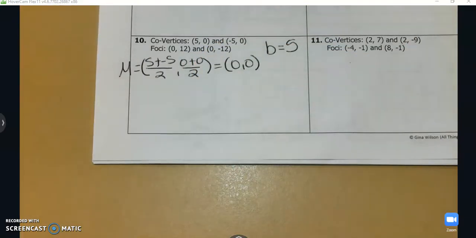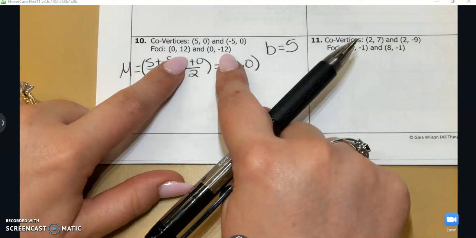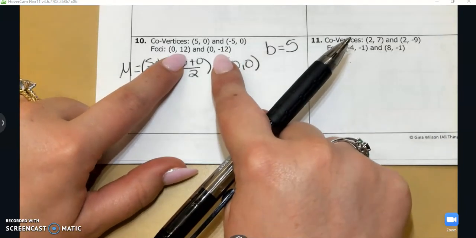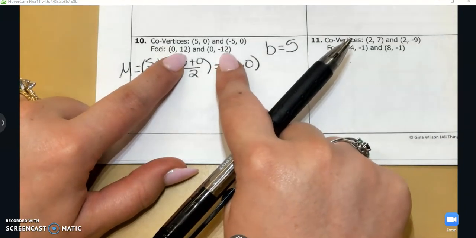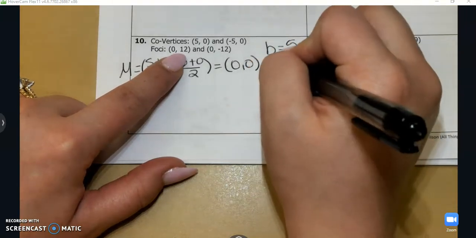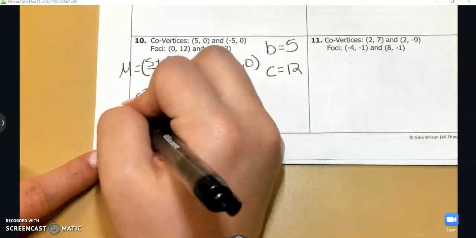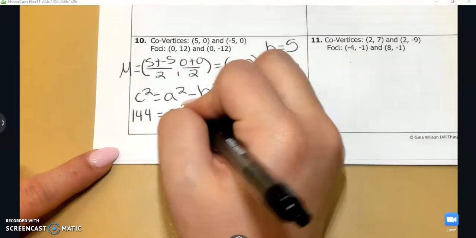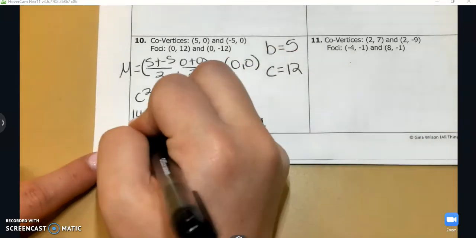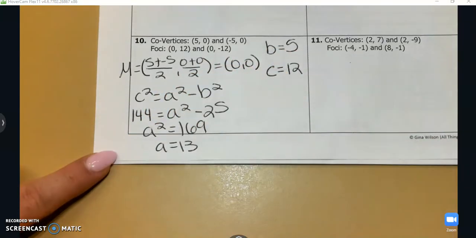So I still need to find A. Now, if I'm given my foci, I can use that information to find C. So these foci, from 12 to -12, that's 24 apart. Half of that is 12. So C is 12, so I can use C squared is equal to A squared minus B squared to solve for A. So that 12 squared is 144. I don't know what A squared is, and I know that B squared is 25. So A squared is going to be 169, meaning that A is 13.